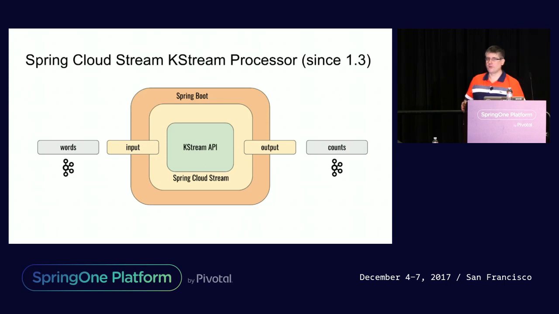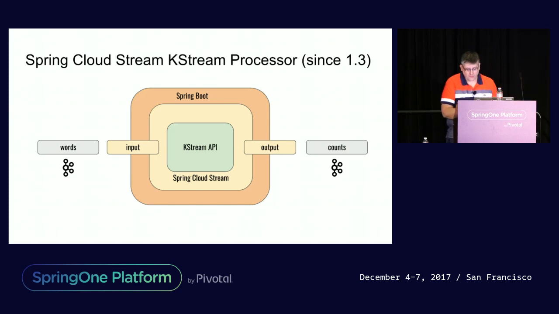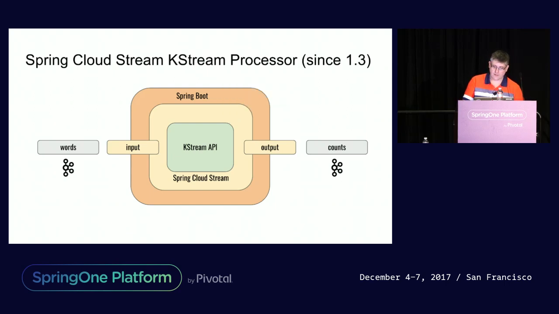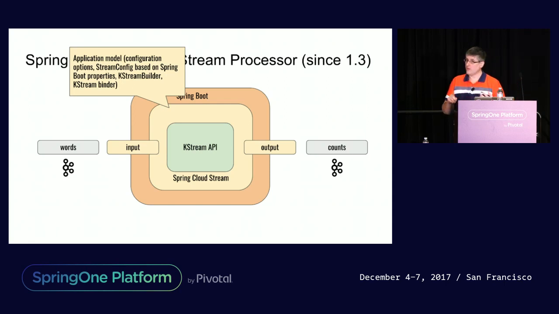You describe your problem, you describe your solution in terms of the transformations that happen from an abstract input, in this case called input, to an abstract output called output, and we'll take care of doing everything else. So basically, you write the logic. This is the part that you write. It's written completely against the KStream API. Spring Cloud Stream, in this case, takes care of the configuration options, takes care of creating the stream config using Spring Boot properties, manages the KStream builder, that builder object that essentially creates the Kafka streams, and instantiates the Kafka binder, which connects, for example, the logical input and output to the words and the counts topic. And we'll see an example of that very shortly.